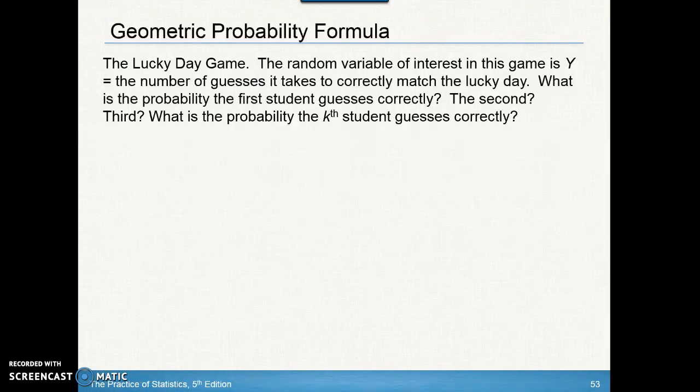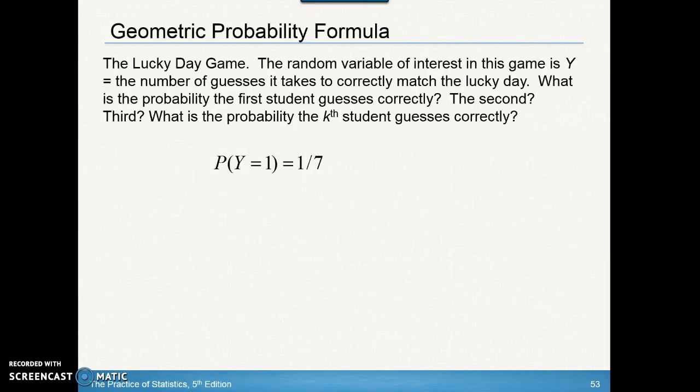The random variable of interest: we're going to take a look at the lucky day game. The random variable y is the number of guesses it takes to correctly match the lucky day. What is the probability that the first student guesses correctly? That's saying we want our success on the first trial. The second student, the third student, what's the probability that the kth student, or the 5th, 6th, 7th, 8th, whatever student, guesses correctly and matches the lucky day?